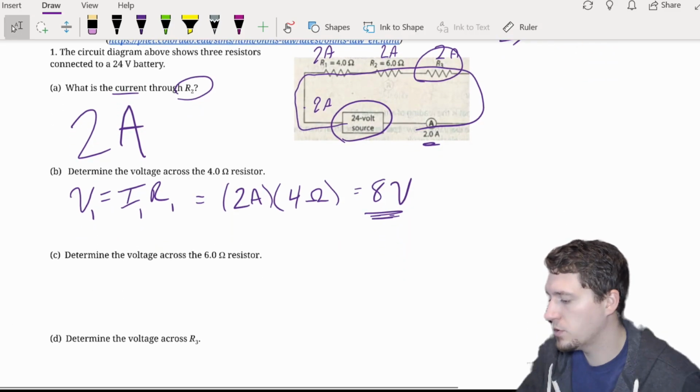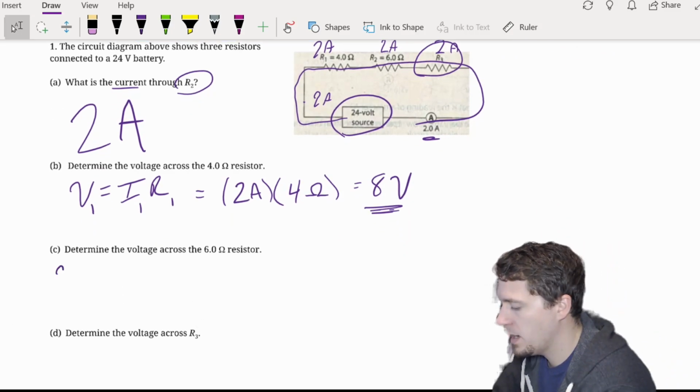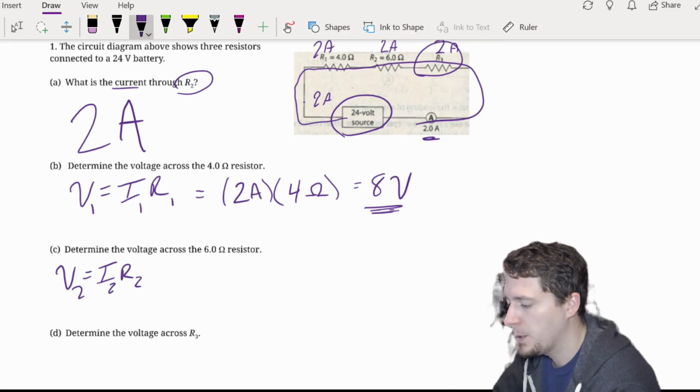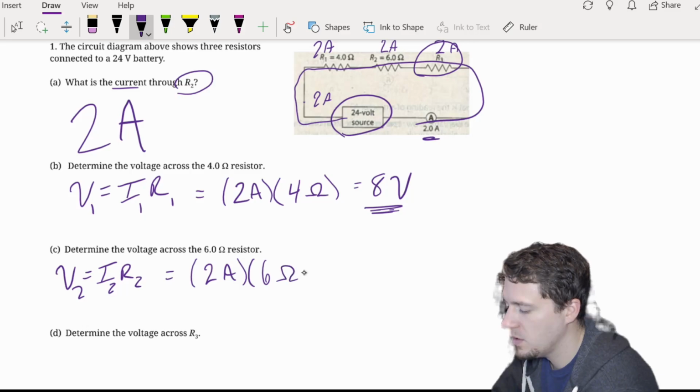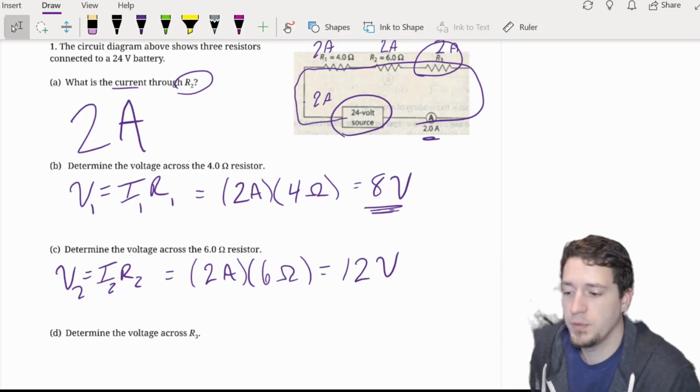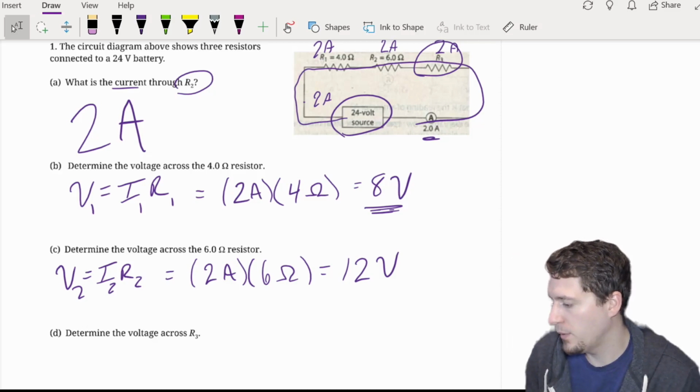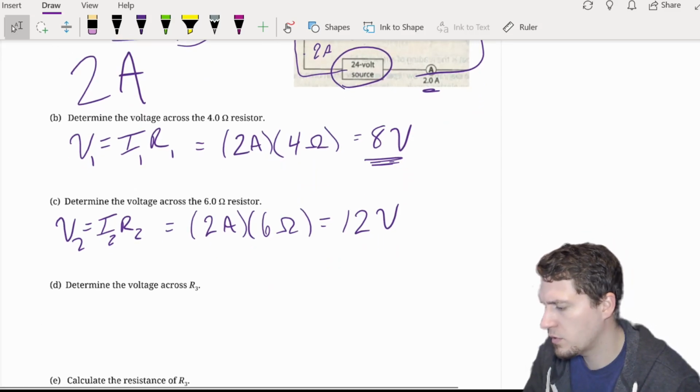Now, if we want the voltage across the 6 ohm resistor, again this is V equals IR, but this would be V2, I2, R2, right? Same thing again, we're going to have the current of 2 amps, but now this is actually 6 ohms. 6 times 2, last time I checked, was actually 12 volts. Awesome. Now we want to find the voltage across R3.